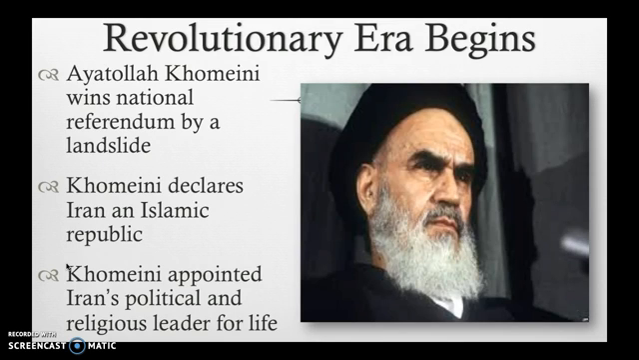Ayatollah Khomeini wins the national referendum by a landslide, and he declares Iran an Islamic republic, so a theocracy based off of Islam. Khomeini appointed Iran's political and religious leader for life. And I want to say he passed away already, but up until his death, he was the Supreme Leader.